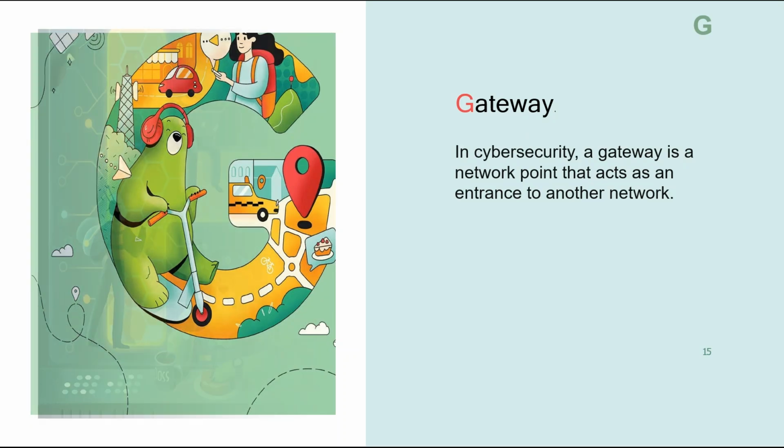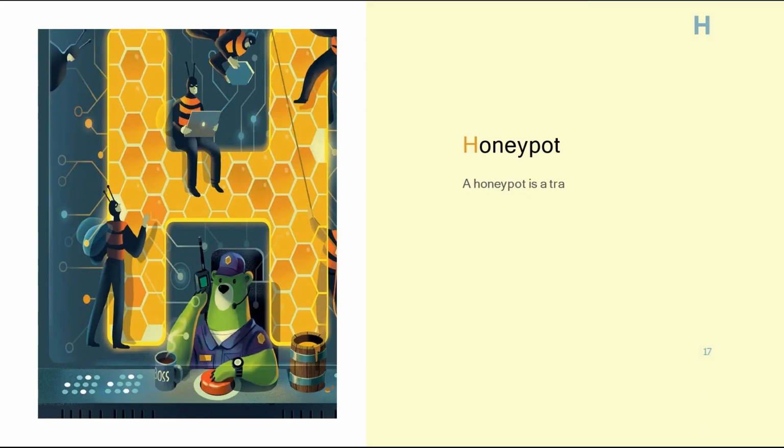Next one, honeypot. So what is a honeypot? A honeypot is a trap set up by a computer expert to catch bad people who try to do bad things on the internet. We make this trap to understand the techniques of attackers, what they use, so that we can secure our software.